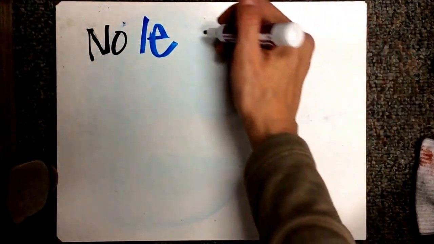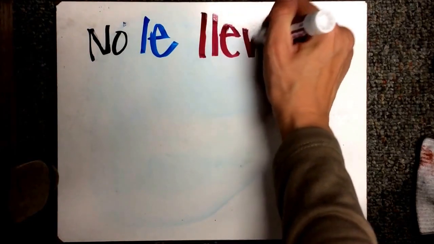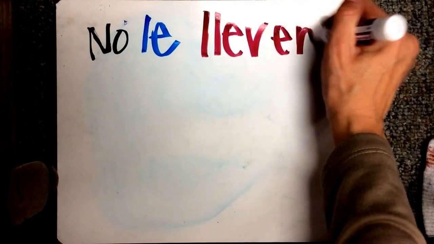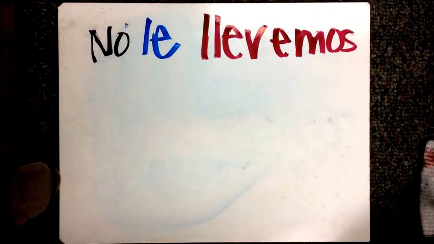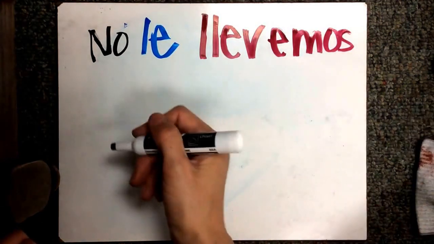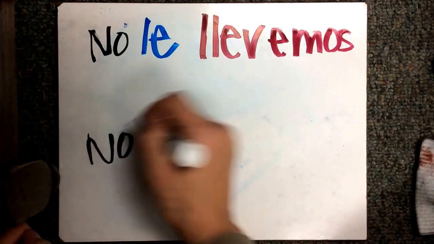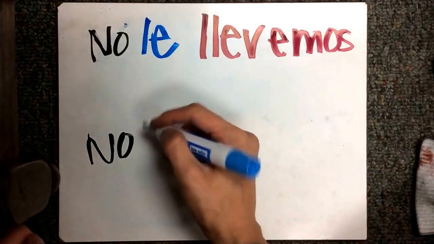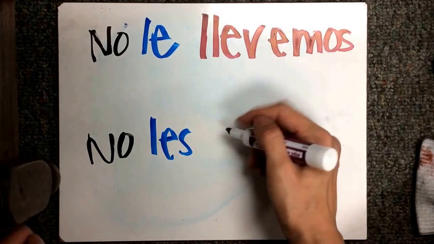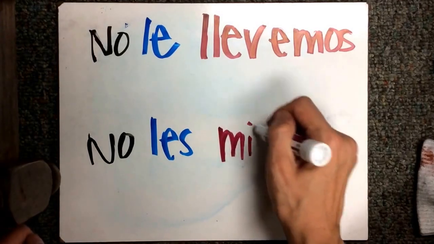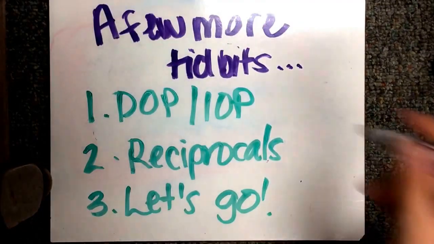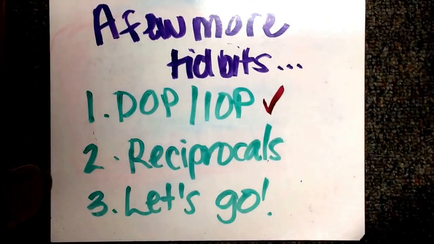And so if it's llevar, you have to add the opposite ending, llevemos. So if we don't want to lie to them, again, we put the no first. We have our indirect object pronoun, which is les. And then we have our nosotros command, mintamos. Now we can check off direct and indirect object pronouns off our list.